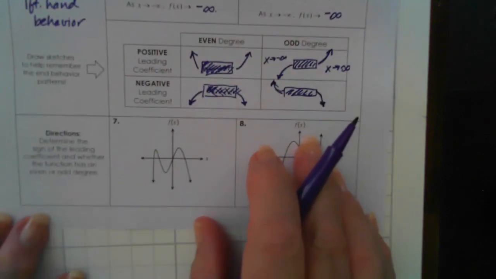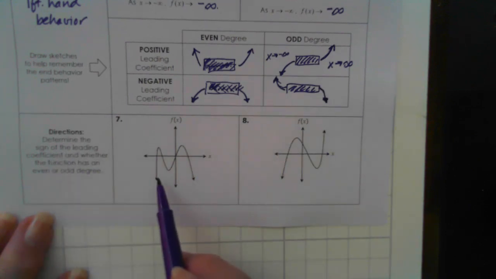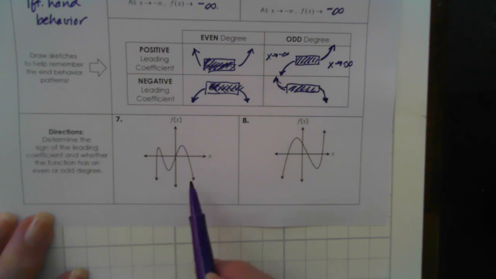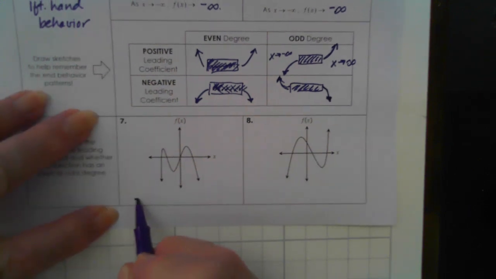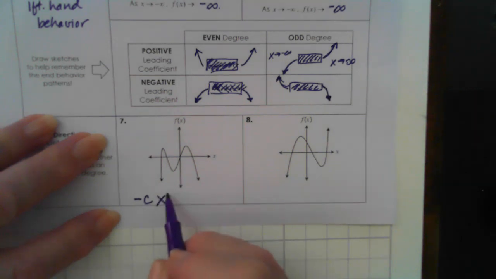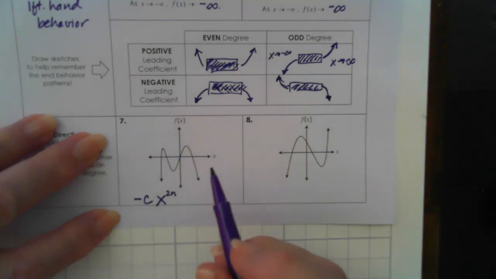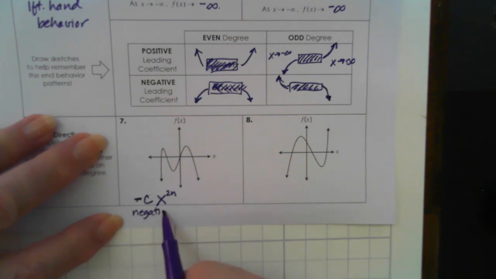Okay. So here, we're supposed to determine the sign of the leading coefficient. Both of these are pointing down, so I know that it is an even degree. So I'm going to have a negative number. I'm going to say negative c, and then x to the 2n. It's going to be an even degree. So I'll write it in words as well. We want a negative coefficient, and it's going to be an even degree.